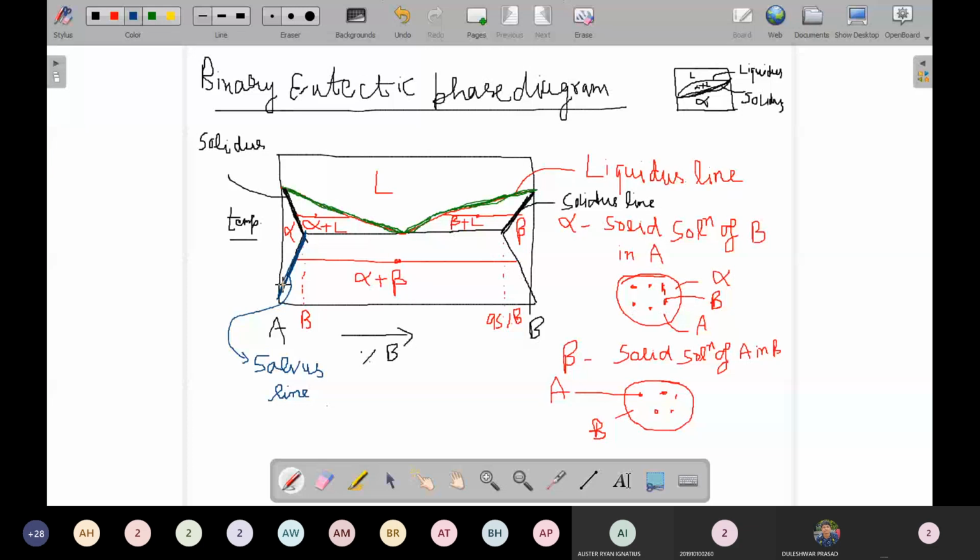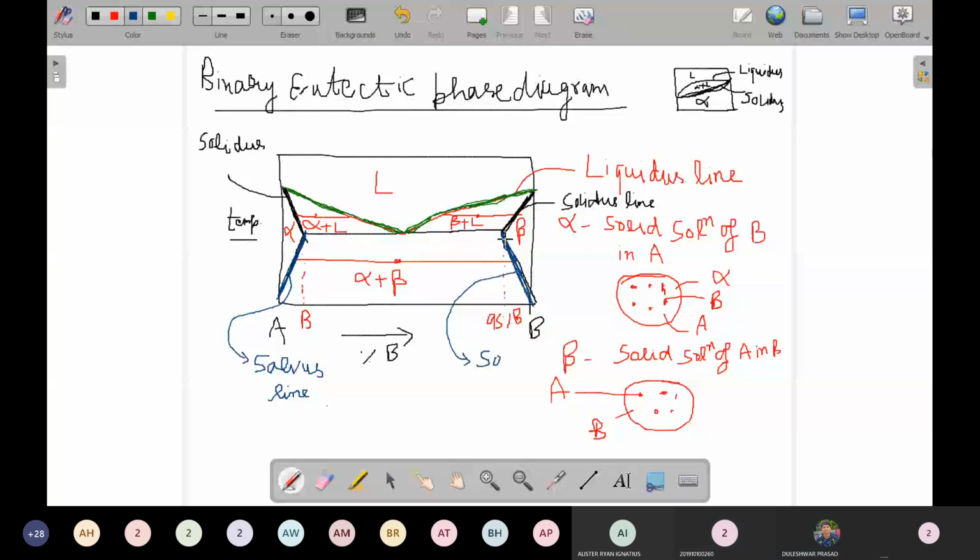Similarly, what do we call this line? Solvus, the same. For this beta, this is also the solvus line. This is also the solvus line only.